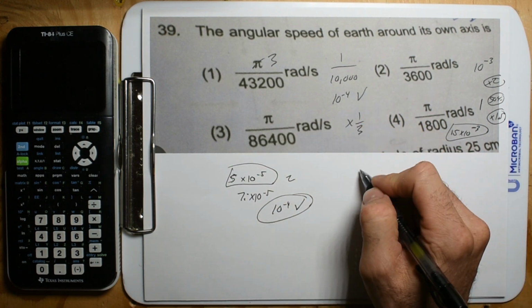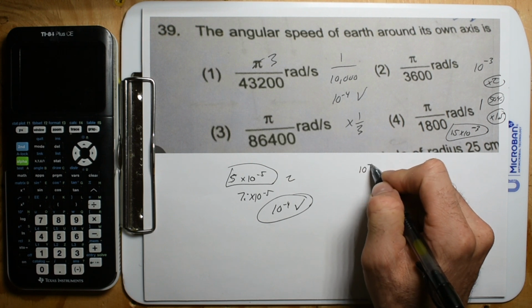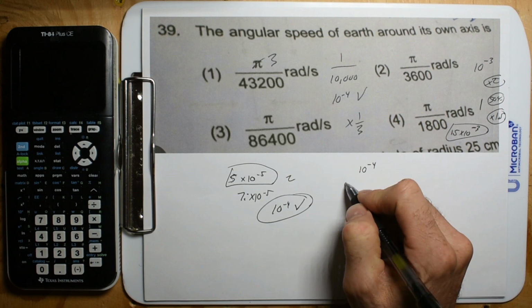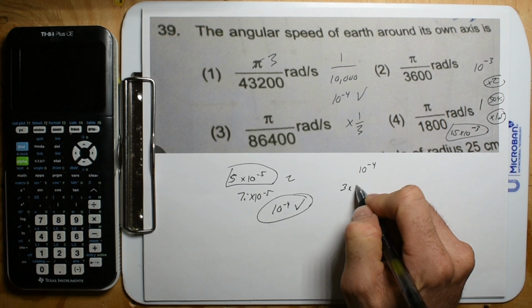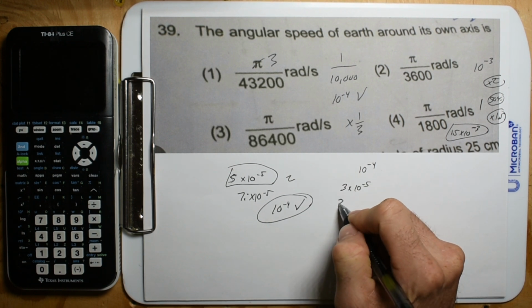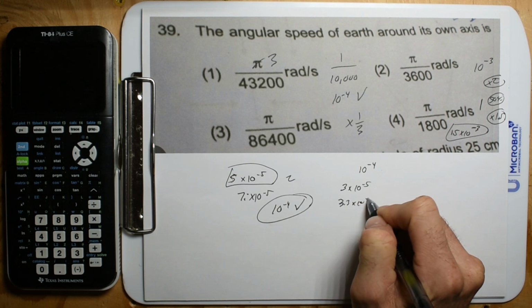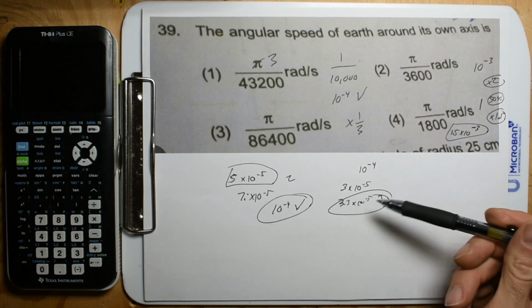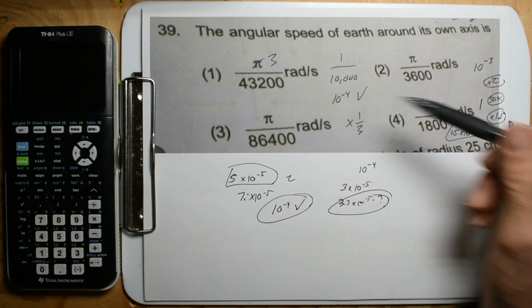All right, so this is getting a lot closer. So we have 10 to the negative 4. And we're going to take a third of that, so this becomes 3.3 times 10 to the negative 5. And this one might be in question, so it's in between this one and this one.